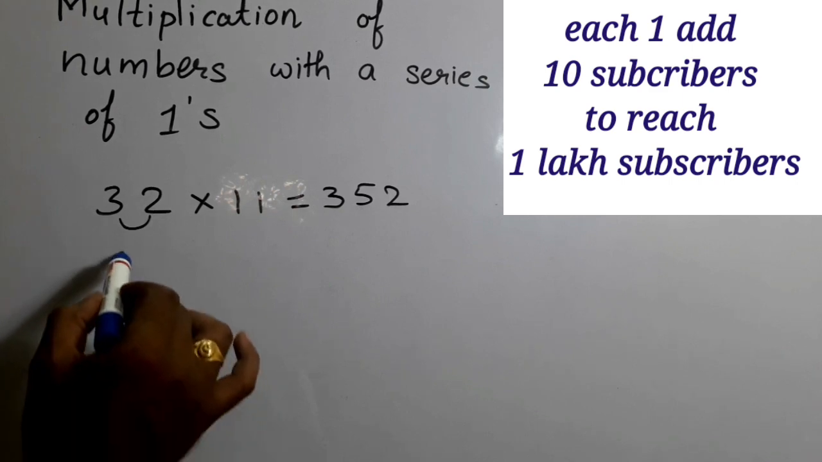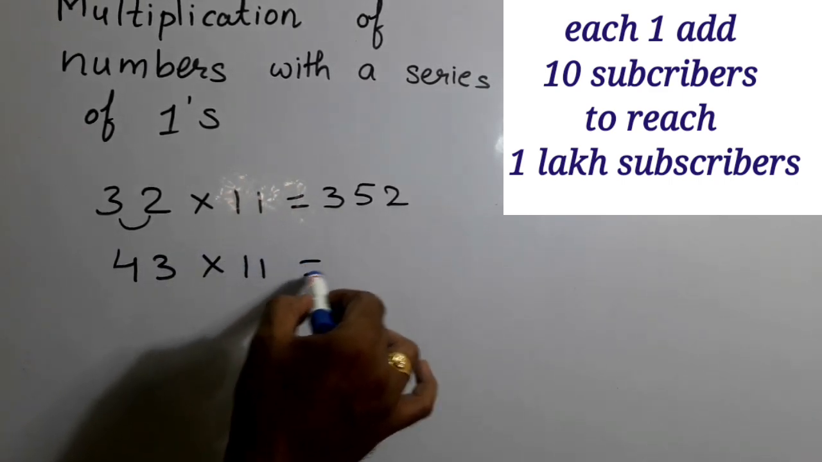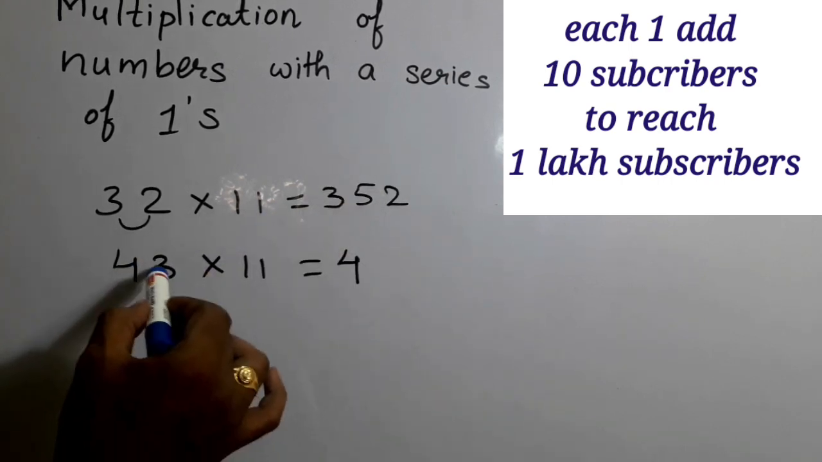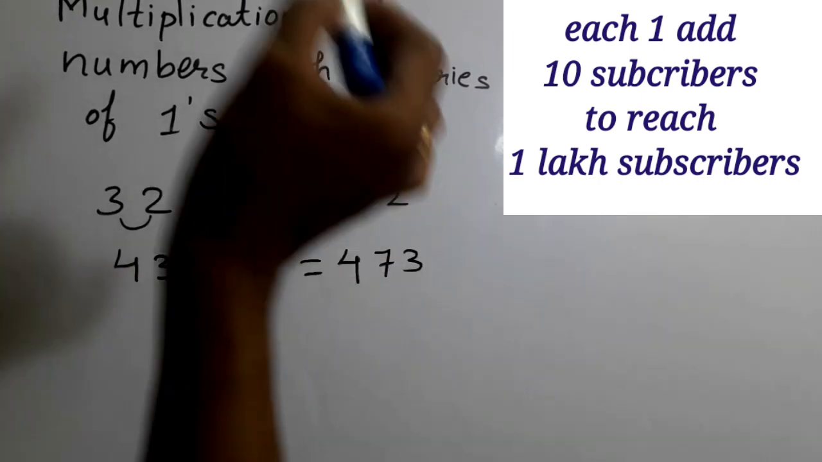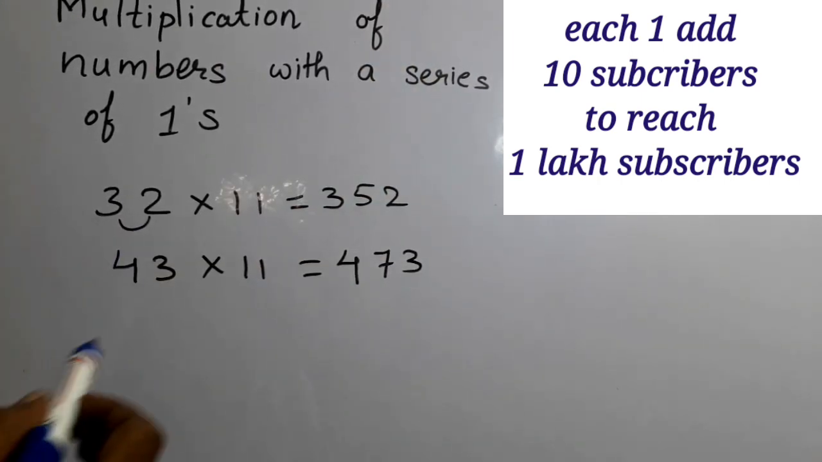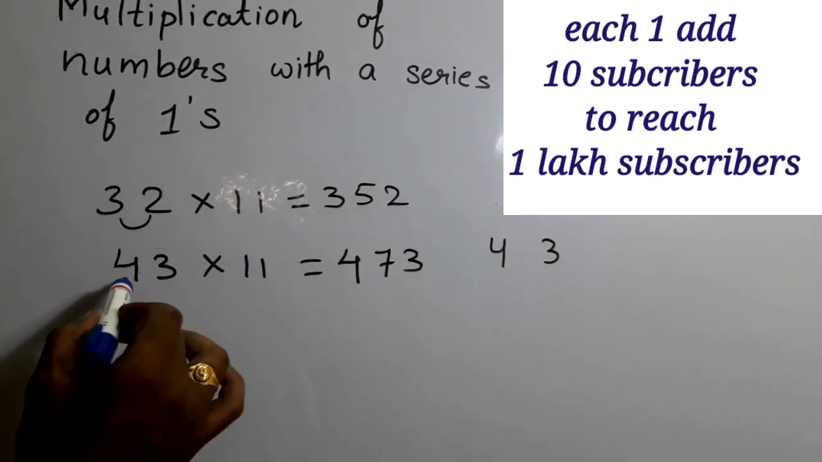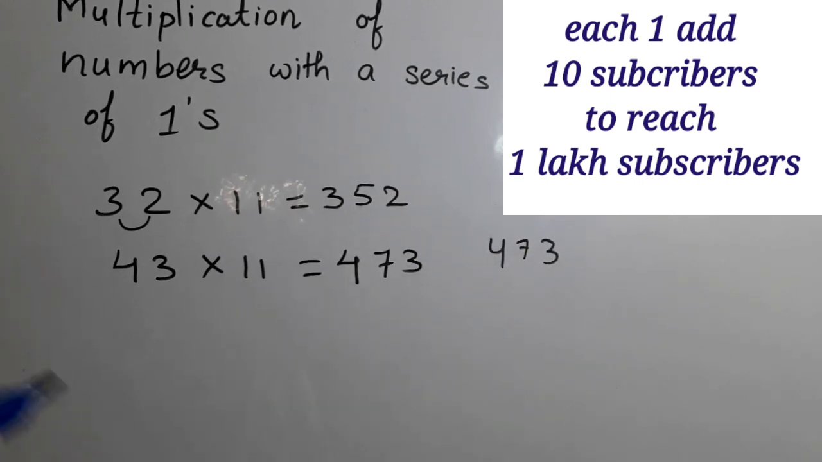For example, you want to multiply 43 into 11. What is the answer? First 4 as it is. 4 plus 3 is nothing but 7. Finally 3 as it is. So what we have to do? 4, 3 is the common thing. 4 plus 3 is nothing but 7. So 473 is the answer.